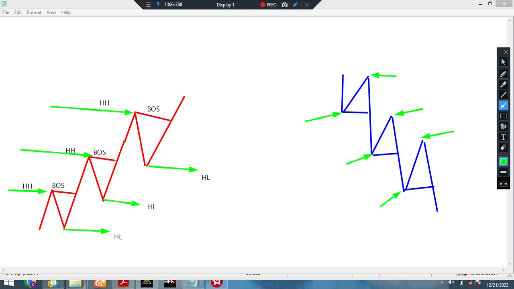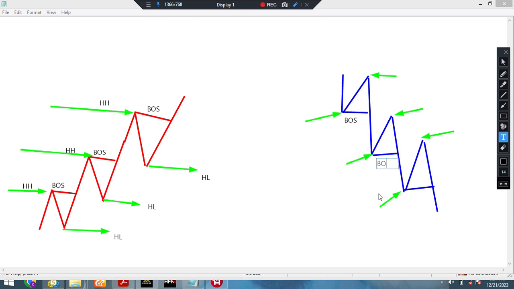It will give you an impulse move upward. The next thing, impulse move downward, then a correction phase upward. Impulse move downward, correction phase upward. Impulse move downward, correction phase upward. So at this point, we start getting our break of structure, which is BOS. We have another one here, BOS.